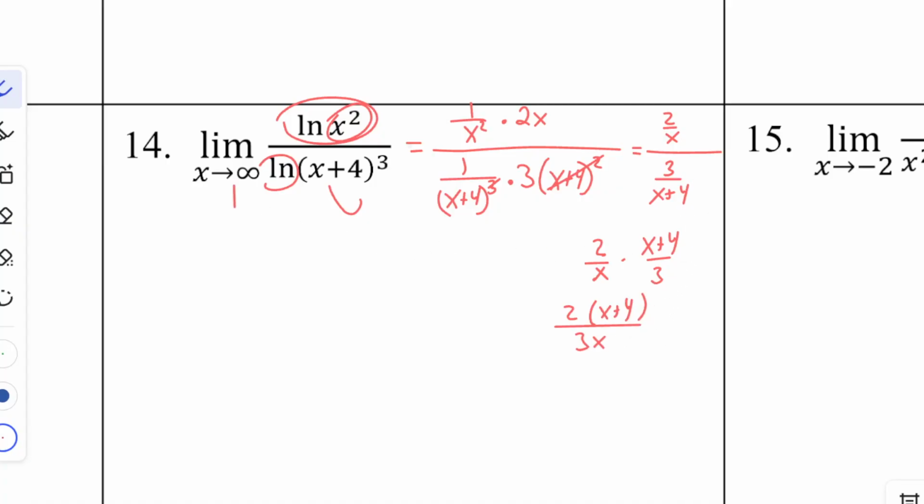Okay, so here I plug in infinity, and I still get infinity over infinity. So I have to do the derivative again. So I'm going to get 2 over 3 after I do the derivative. So that's going to be my final answer.